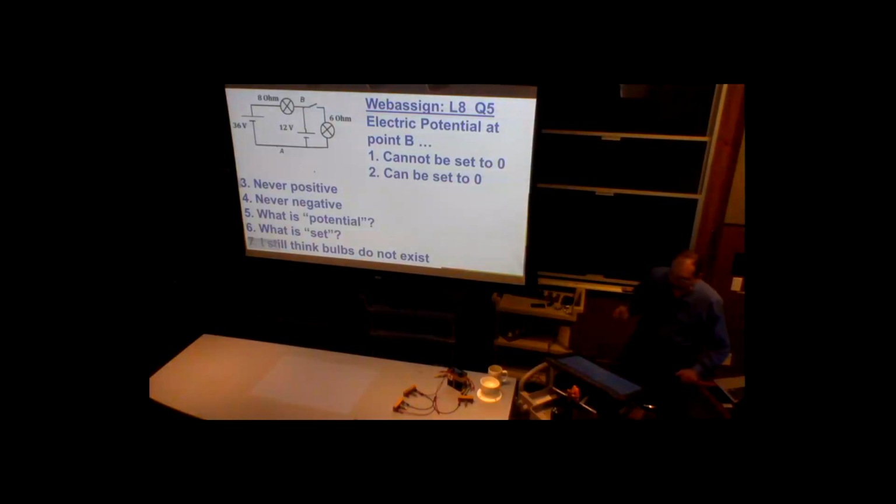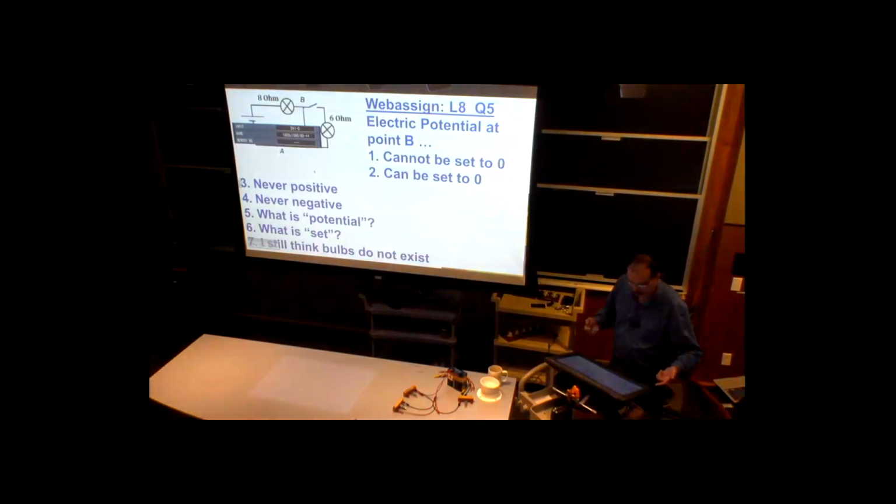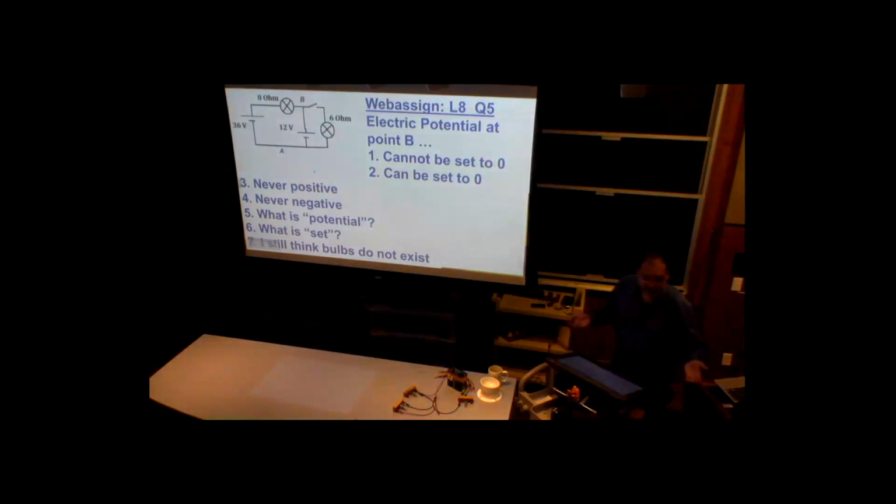So this is a circuit. It has 5 different elements or devices: battery number 1, battery number 2, bulb number 1, bulb number 2, and the switch. And the switch is open. We marked 2 points. We could do more, but there's A, there's B, and the question is, can the potential at point B be set or cannot be set to 0?